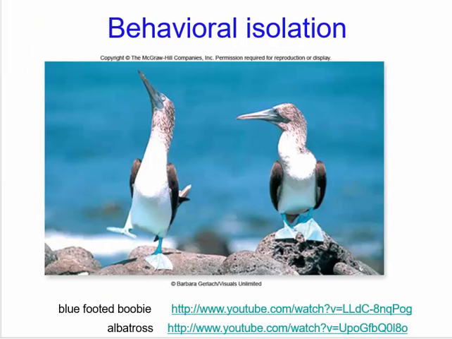Behavioral isolation. As it sounds, if an organism behaves in a certain way, it's not going to have a mating opportunity with organisms in that same population or a different population. The example we use here is these blue-footed boobies. They have a certain mating dance that they have to do. They have to exhibit this certain behavior that allows them to mate. And if you don't exhibit that behavior, maybe because you're a different species or a different population, those mating opportunities are gone. So this would be a behavioral isolation.